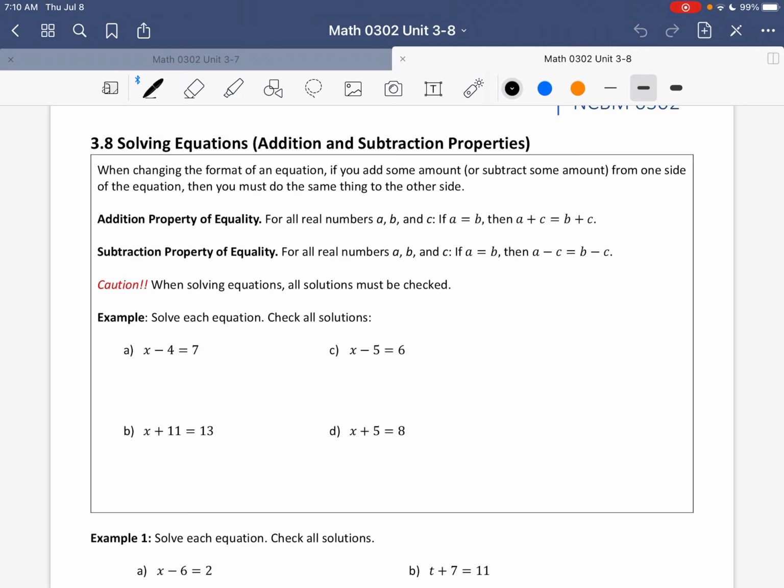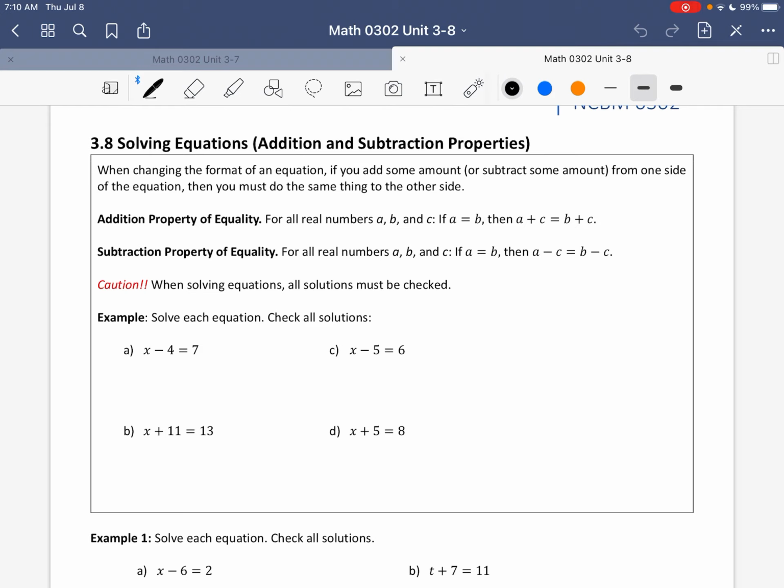When changing the format of an equation, if you add some amount or subtract some amount from one side of the equation, then you must do the same thing to the other side. So basically, whatever you do to one side of an equation, you have to do to the other side. In this unit, we'll just be focusing on what happens whenever we add and subtract numbers from both sides of an equation.